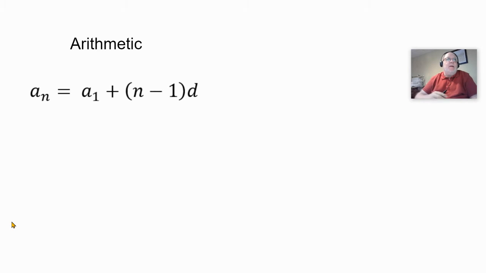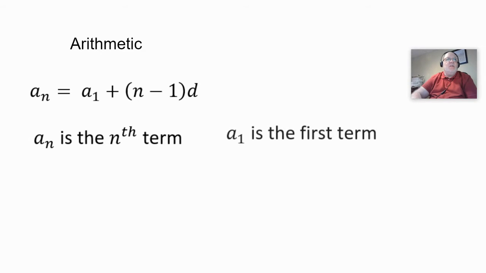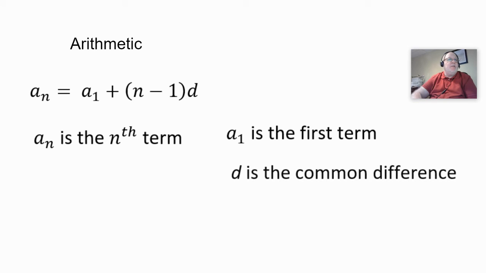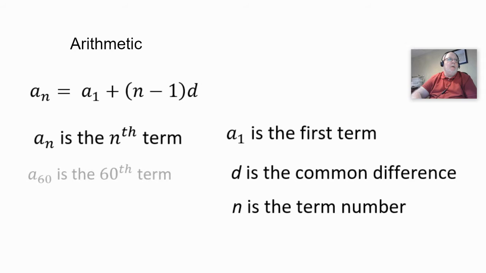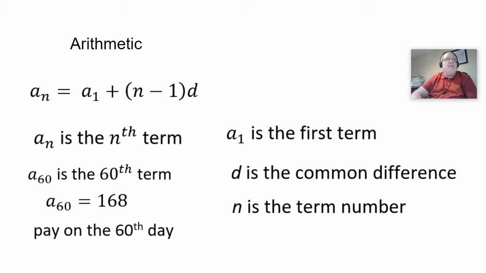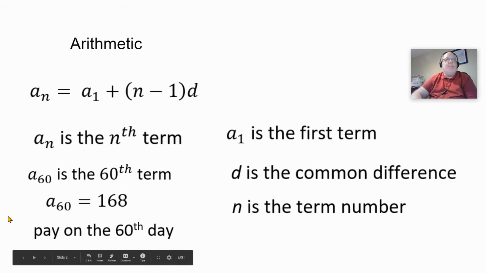For an arithmetic sequence, a sub n represents a term, the nth term. A sub 1 is the first term, d is the common difference, and n is the term number. So a sub 60 would represent the 60th term in the sequence. A sub 60 might turn out to be 168, which means that's the pay on the 60th day, not the total for all 60 days.